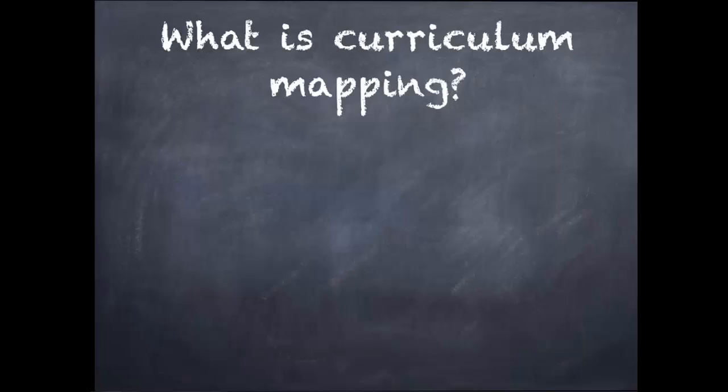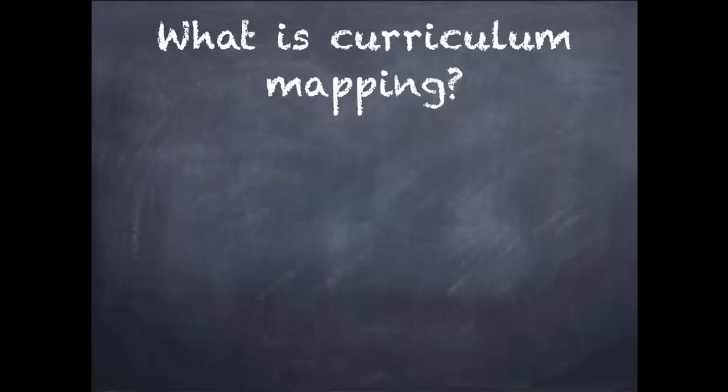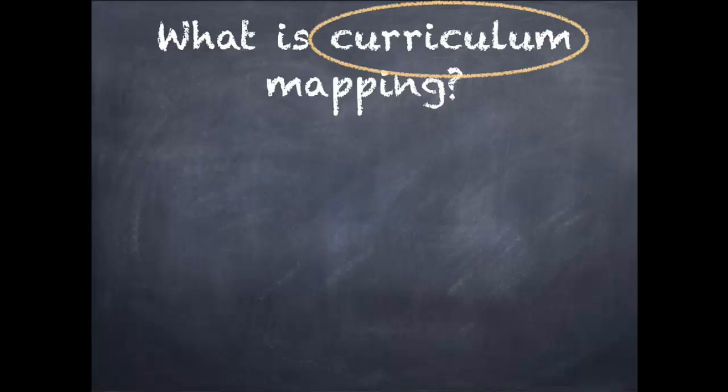So first, let's think about this. What is curriculum mapping? Well, there are two key words there. The first one is the word curriculum. What is a curriculum when we think about that? Well, it comes from a Latin word that means race course. And that's literally what it means. It's a track, it's a method, it's a path that you take to get somewhere.